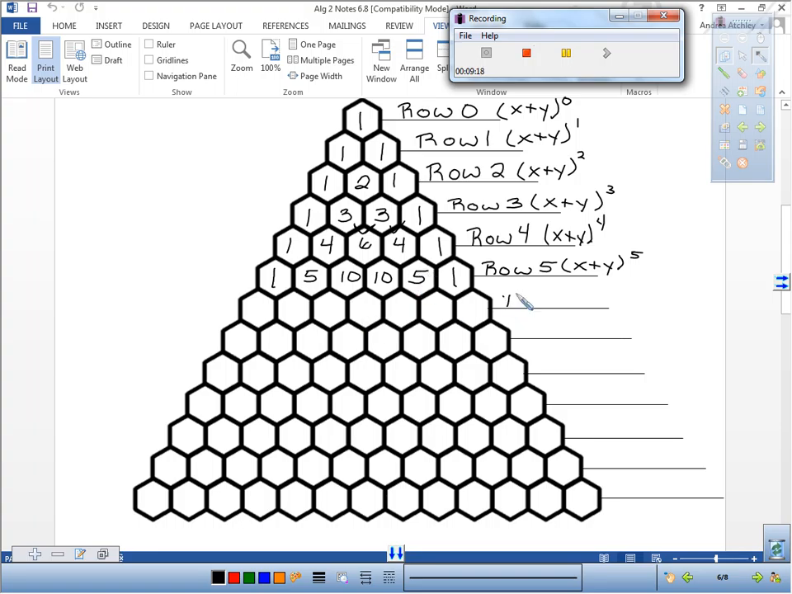Then we go to row 6. And we get x plus y to the 6th. And then we add it all up. 1 plus 5 is 6. 5 plus 10 is 15. 10 plus 10 is 20. 10 plus 5 is 15. 5 plus 1 is 6. And then 1 again. Keep going. Fill it all out.